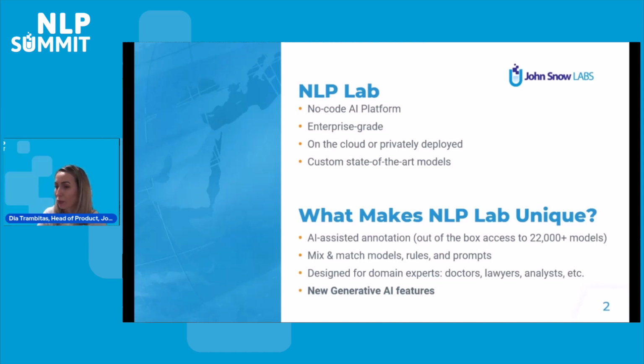Let's start by seeing what sets NLP Lab apart from other platforms. Well, first of all, we offer AI-assisted annotations, which automates away most of the manual data annotation efforts. This is a game changer for many industries that rely on high-quality data for machine learning models. Secondly, NLP Lab is the only tool that allows you to mix and match models, rules, and prompts to pre-annotate your data. This flexibility ensures that you can tailor the platform to meet your specific needs or requirements.